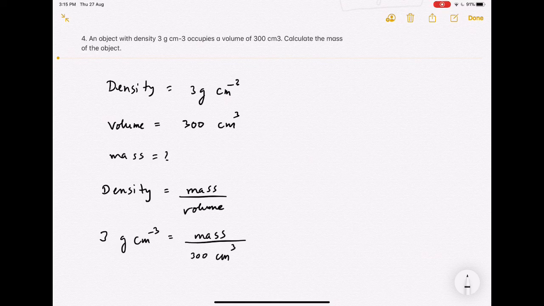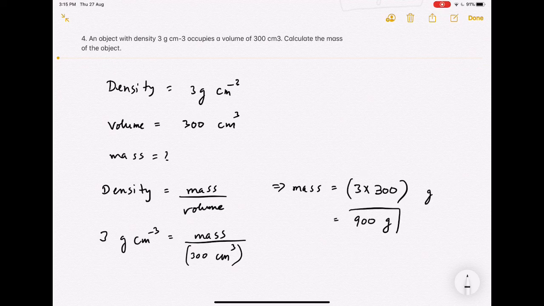So if I just move the denominator over here on the other side of the equation, I get mass is equal to 3 into 300, and the unit will be grams because the centimeter cube will cancel each other out. You will only have grams. So 3 into 300 is 900 grams. This is the mass of the object.